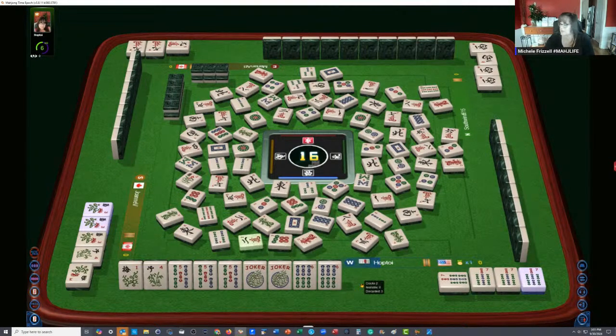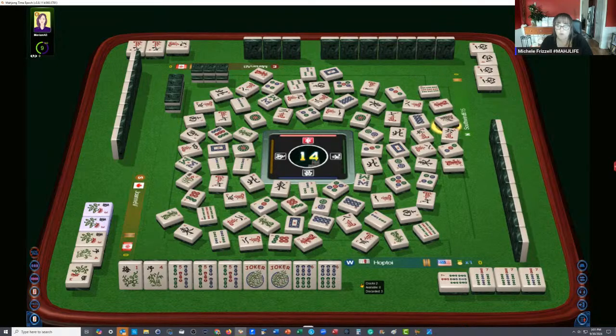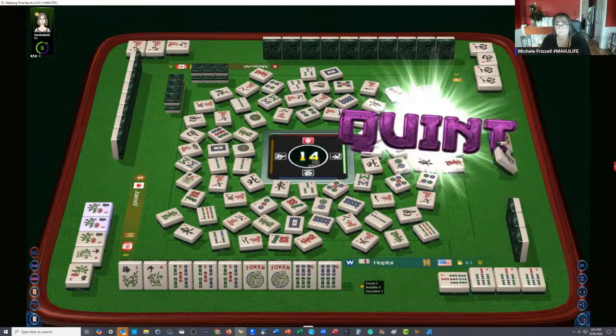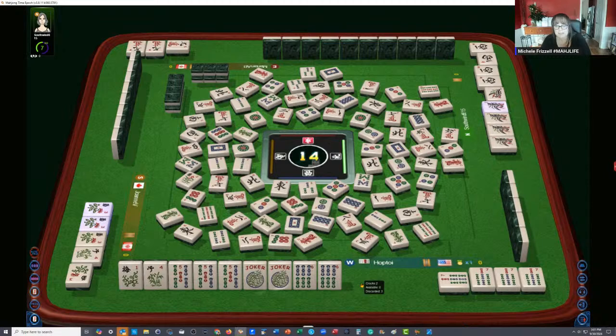Oh, shoot. 2 characters. 9 bamboos. 7 bamboos. Oh, they got a joker. We get 1 bamboo. 4 more picks. Quint. Oh, goodness. Well, we don't know if they're playing characters. Quint over there, but 2 quints. Huh. Interesting. 9 bamboos. This is an interesting game.